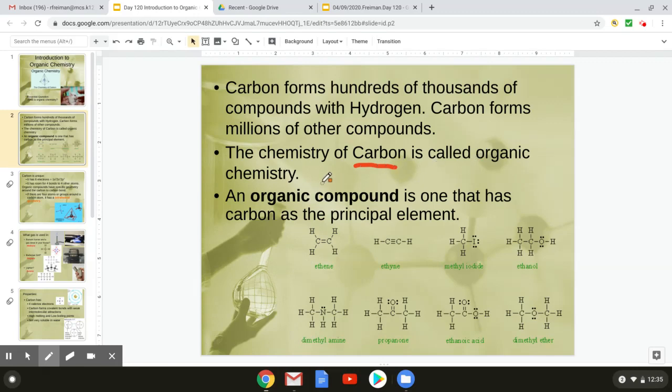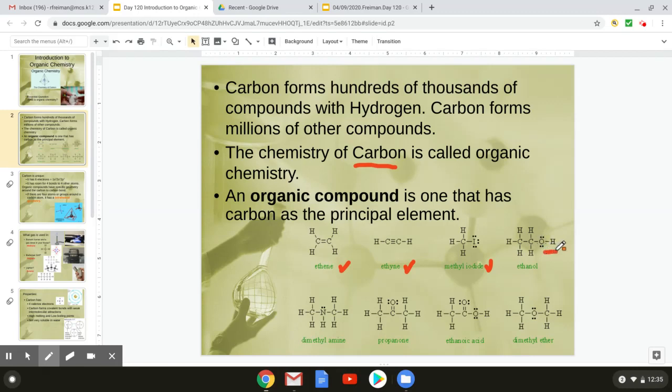Organic chemistry, the study of carbon, is how carbon can bond into long chains and rings, all these fancy compounds. And as you look down here at the bottom, you can see we can have carbon form into ethene, 2 carbons and a double bond. We can have carbon form into ethyne. Ethyne means it has a triple bond between carbons. We can have carbon form a 1 carbon chain, which is called a methyl. And then we have another group attached to it. We have methyl iodide. We can have carbons form chains that have an OH on the end.